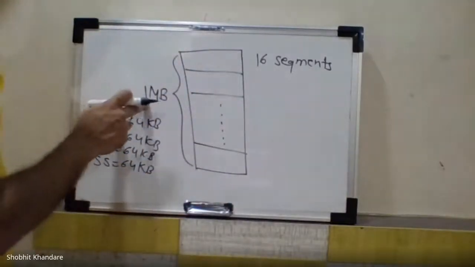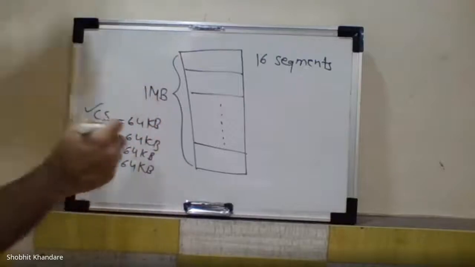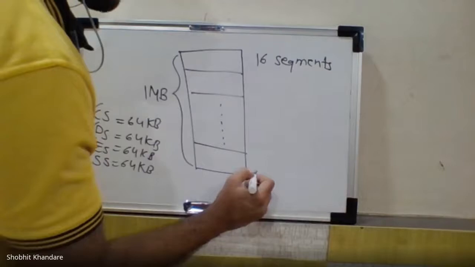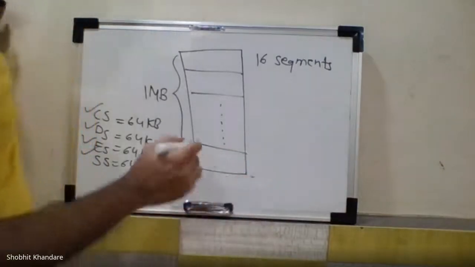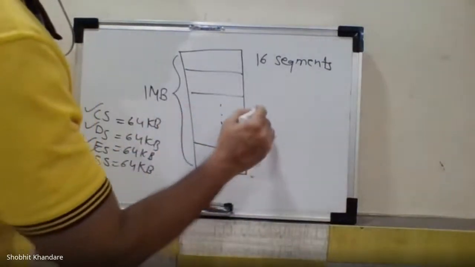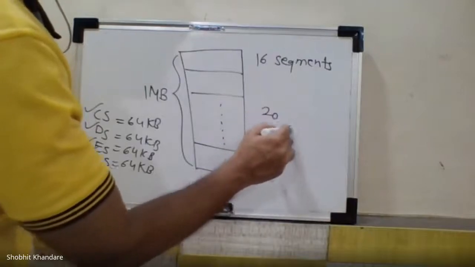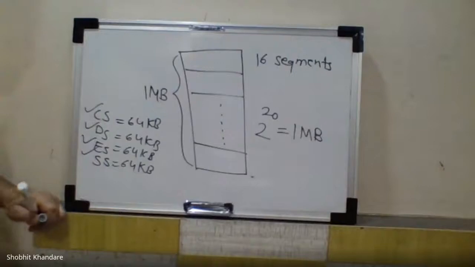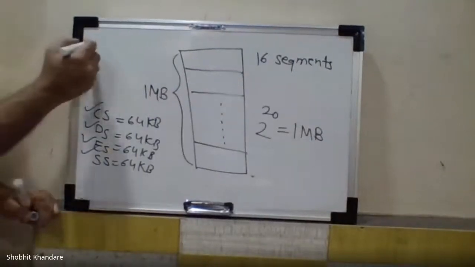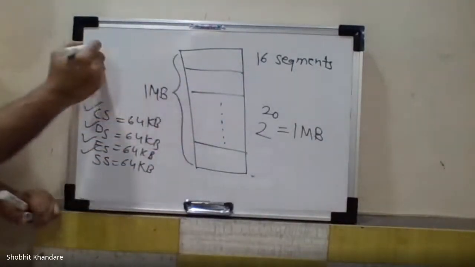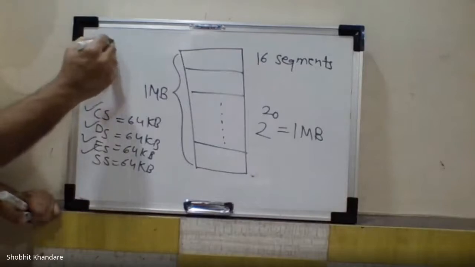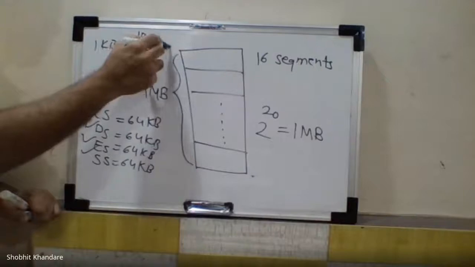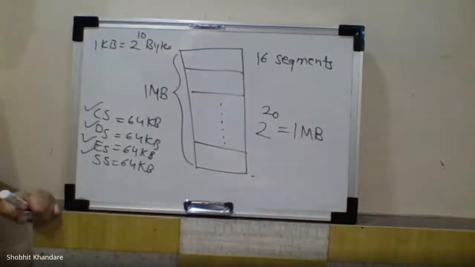Now this 1 megabyte: you know that your physical address is of 20 bits. That means 2 to the power of 20 is written as 1 MB. So in this binary format, 1 KB can be written as 2 to the power of 10 bytes.